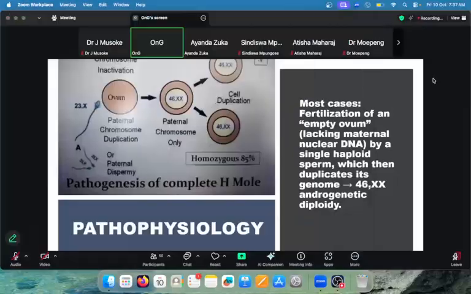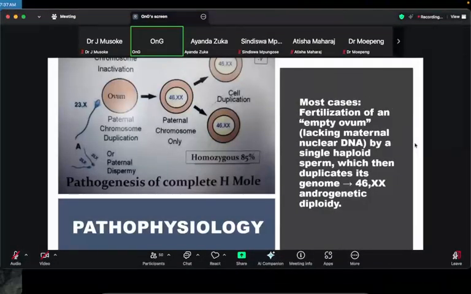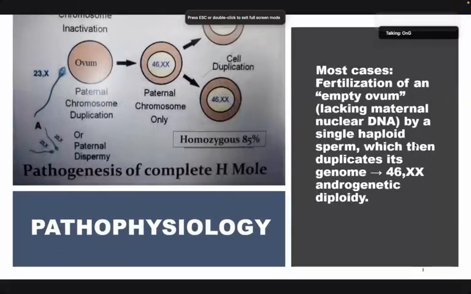What happens in a complete mole is that in about 85% of patients, there will be an empty ovum that is fertilized either by a haploid or diploid sperm, leading to the formation of a diploid cell with a 46XX cell type. So that is the pathophysiology of complete mole.